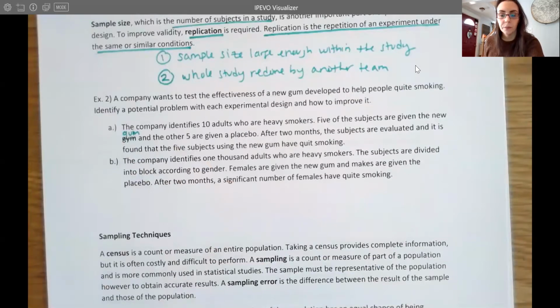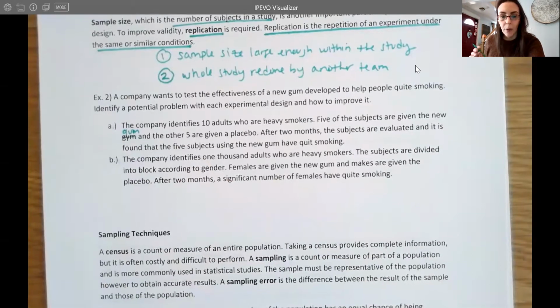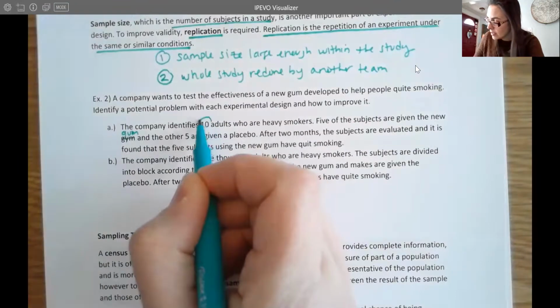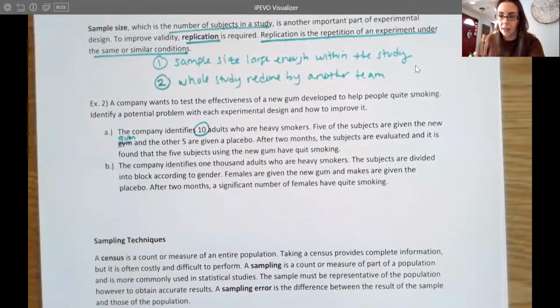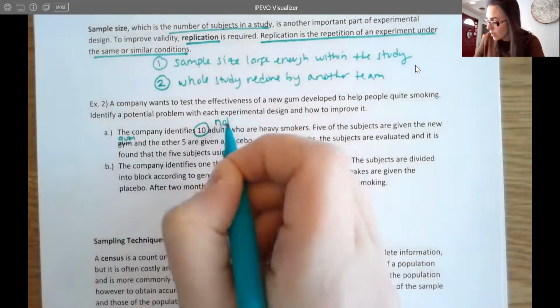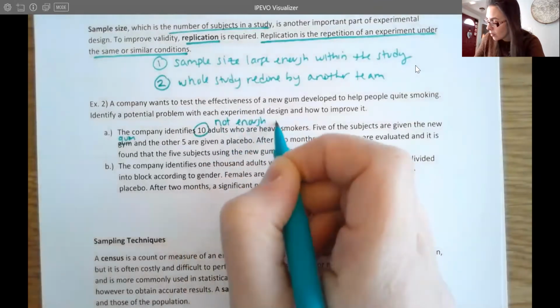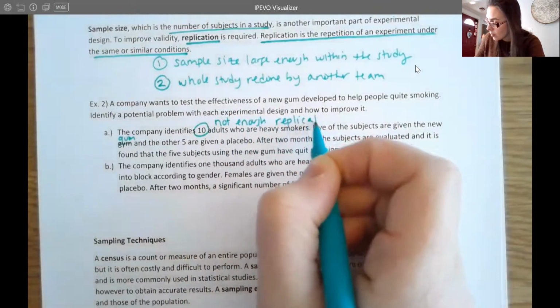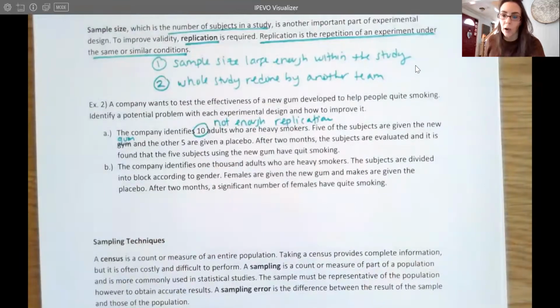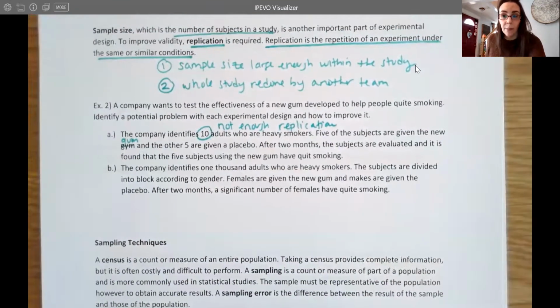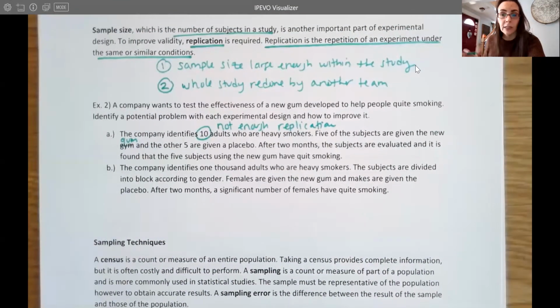So the problem here is that they only chose 10 adults. So there is not enough replication at all. It could have just been that those 5 people were really ready to quit smoking and they would have done it anyway without the gum, right? So it's not enough. 10 people are not enough. So we need more replication there.